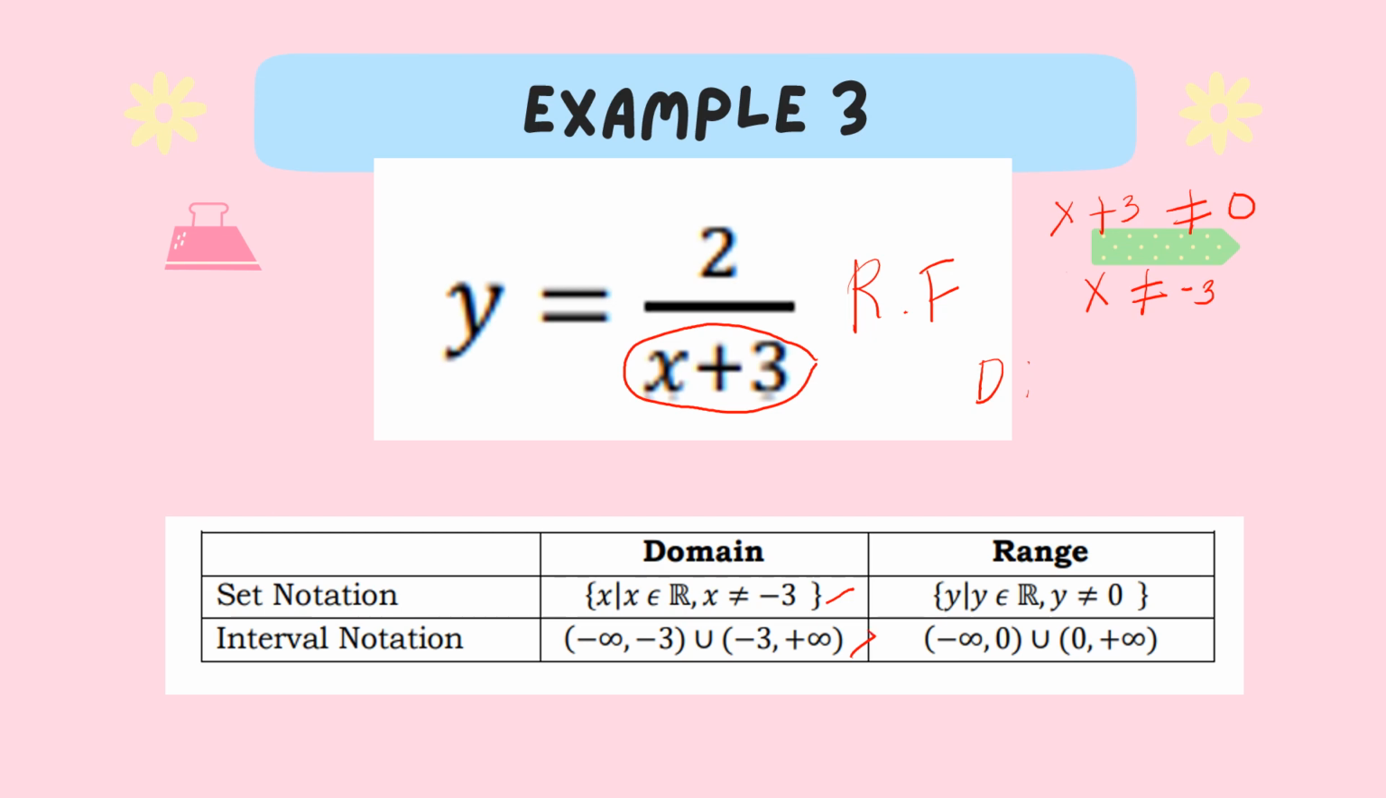Because the function y is equal to 2 over x plus 3 will never be 0, you need to exclude 0 from the range. This means that the range is all real numbers except 0. So, the range will be y such that y are elements of real numbers and y is not equal to 0. In interval notation, it's negative infinity up to 0, union 0 up to positive infinity.